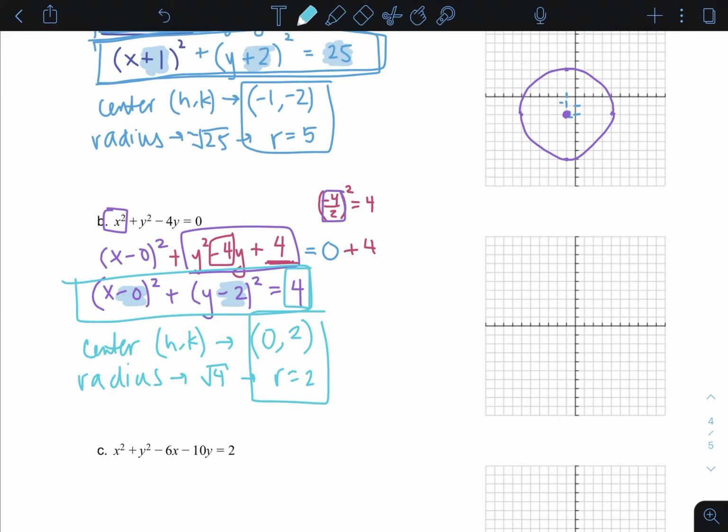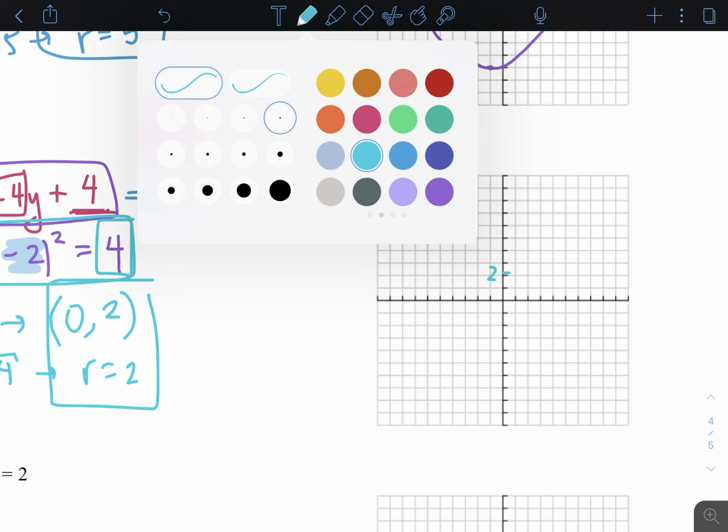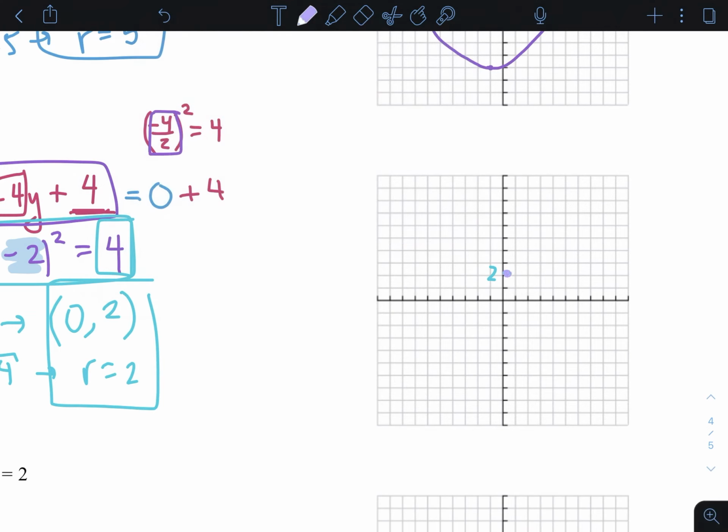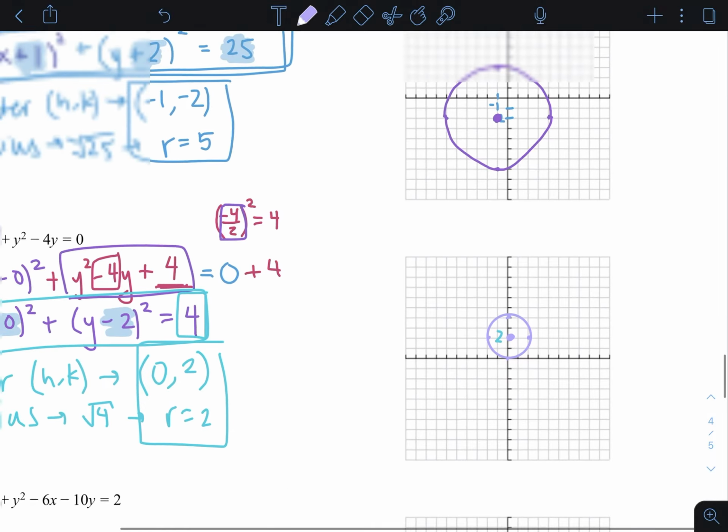So I'm going to go ahead and graph this now. 0, 2 puts me right up there, and a radius of 2. So that means I'm just going to count out 1, 2 in either direction, 1, 2, and 1, 2. Plot those points, and connect the dots. There we go. There is our perfect little circle there.